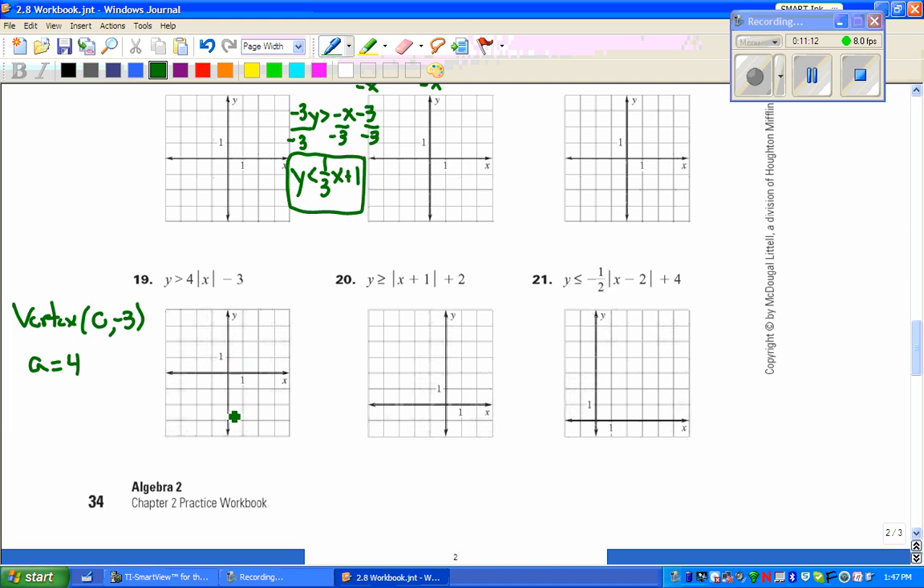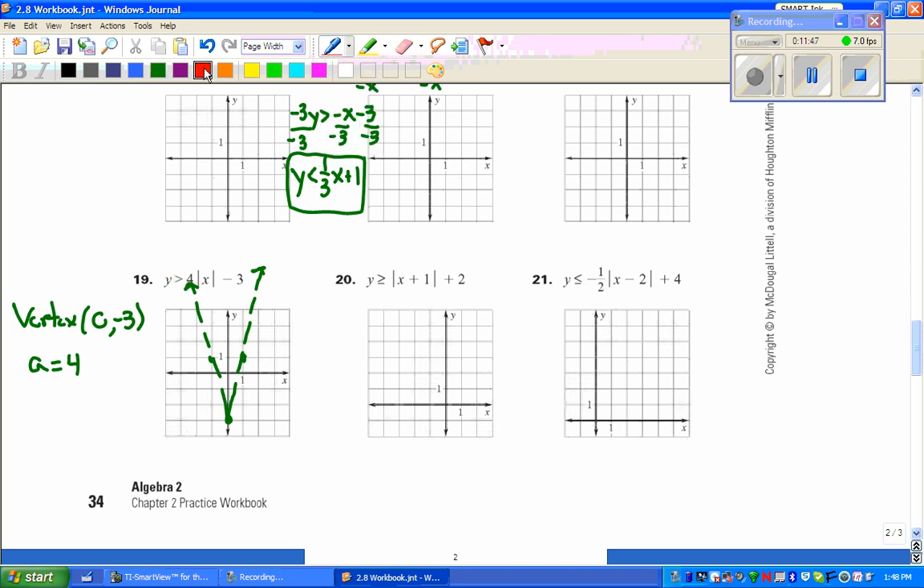So you're going to go down to 0, negative 3, and then you're going to go up 1, 2, 3, 4 over 1, up 1, 2, 3, 4 over 1. And you're going to draw in your absolute value function inequality. Greater than. All right. Oh, I forgot one thing, didn't I? Look at the sign. It's just greater than. So you're going to have to make it a dashed line, right? My bad, guys.